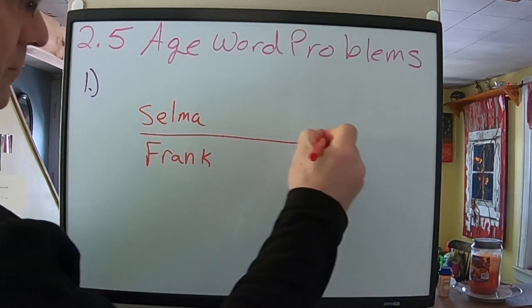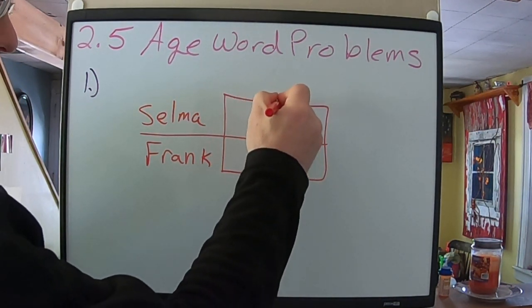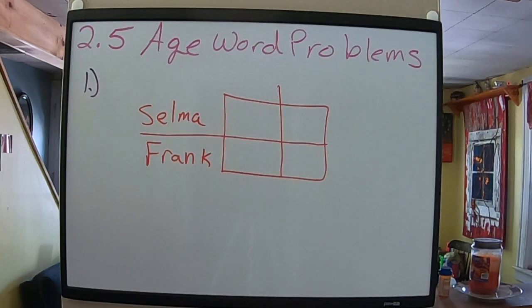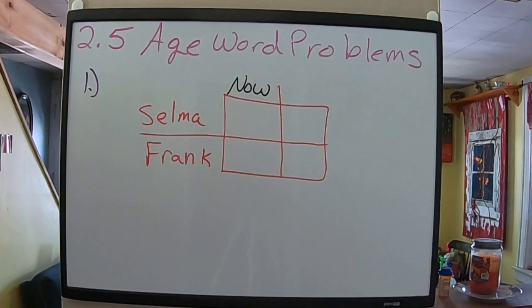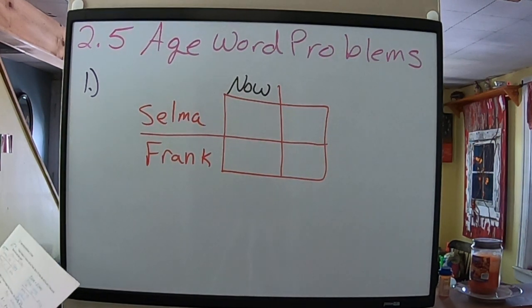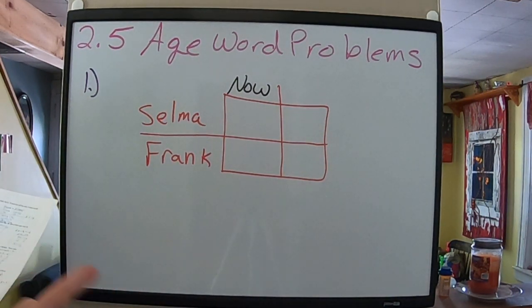Now I'm going to make a table, and this table will have 2 rows and 2 columns. If there are more people that we're working with or things, then there will be more rows, but only 2 columns. The first column is the now column. And when you read it, it says today, meaning now, Selma is 5 times as old as Frank. Stop, and then it says in 10 years. Stop reading. Let's focus on the now. Selma is 5 times as old as Frank.